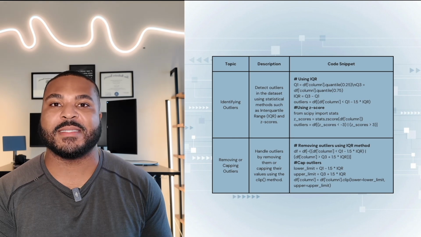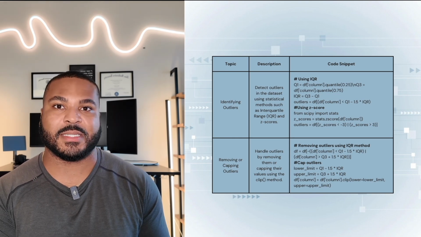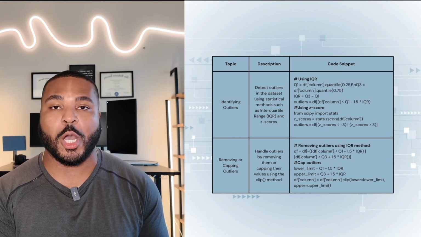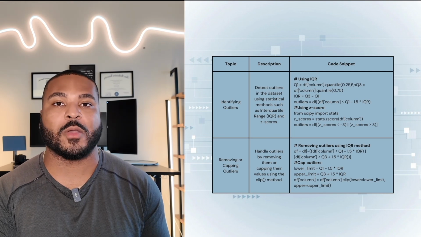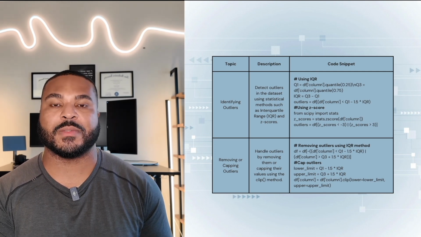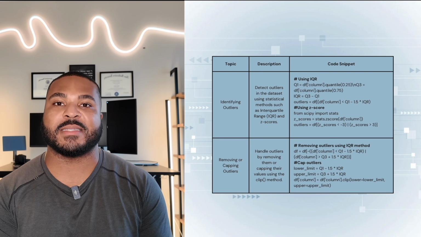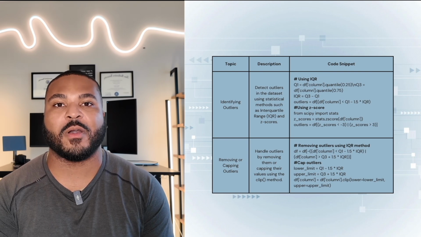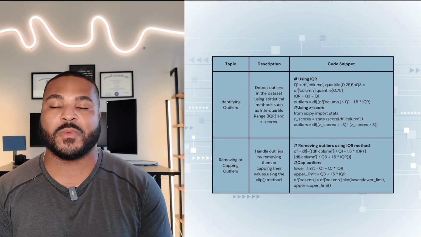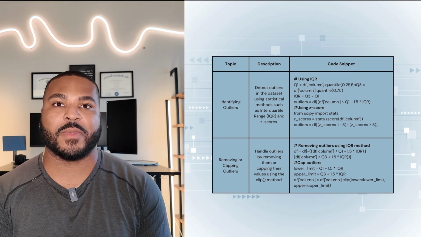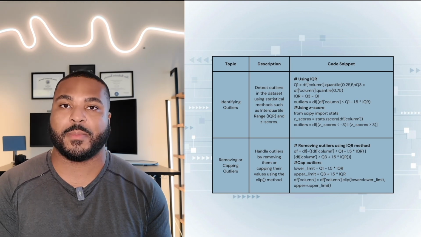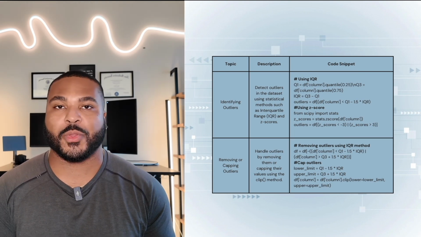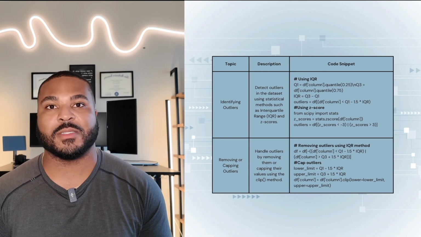There are several methods to detect outliers, including statistical methods such as the IQR, also known as interquartile range, and z-scores. So the IQR method identifies outliers as data points that fall below quartile 1 minus 1.5 times the interquartile range or above quartile 3 plus 1.5 times the interquartile range, where quartile 1 and quartile 3 are the first and third quartiles, respectively.